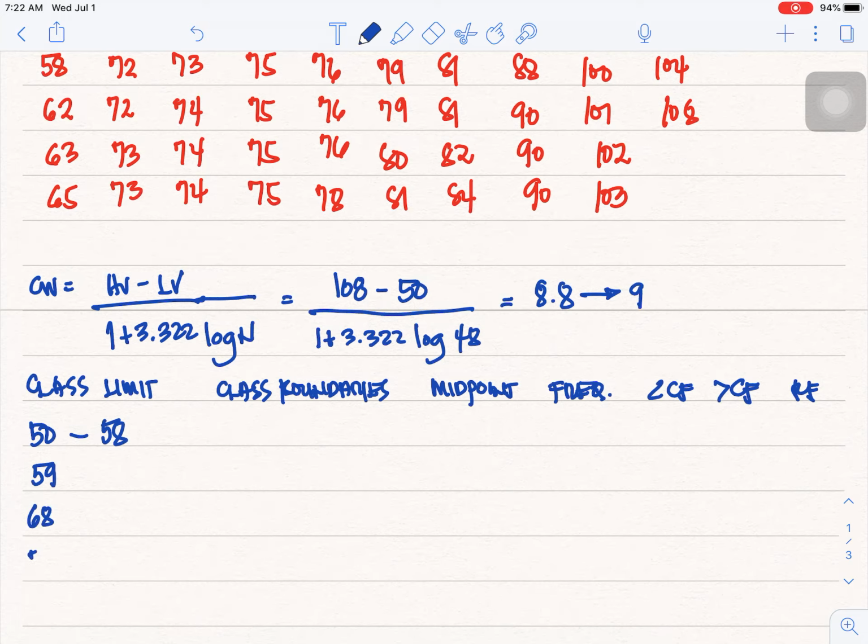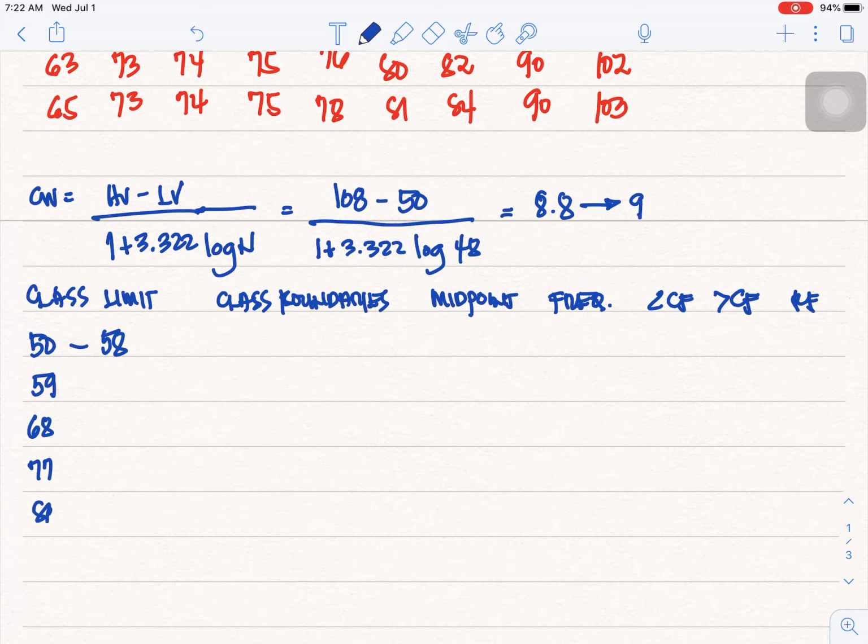Plus 9, we have 77. Plus 9, we have 86. Plus 9, we have 95. Then plus 9, 104. For the upper class limits, this will be 67 since the next lower limit is 68, then 76, then 85, then 94, then 103, then 112. Next is the class boundaries, for the continuity correction.